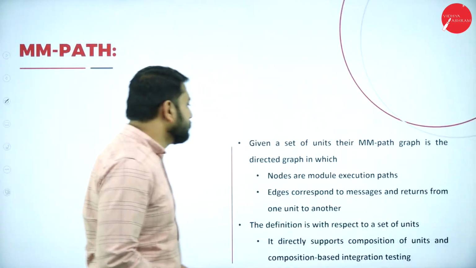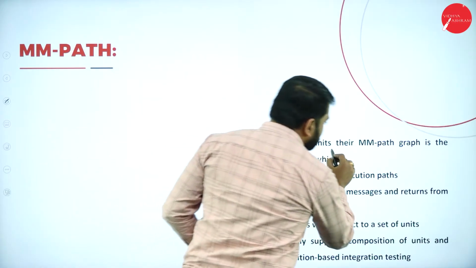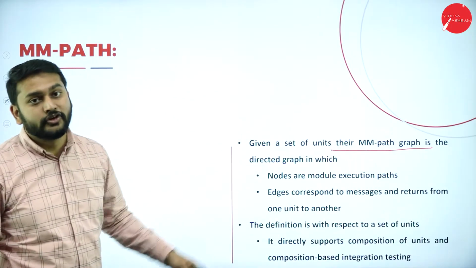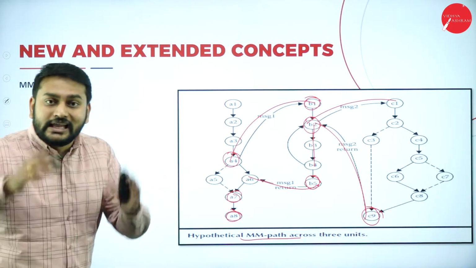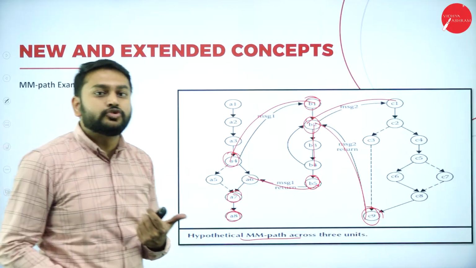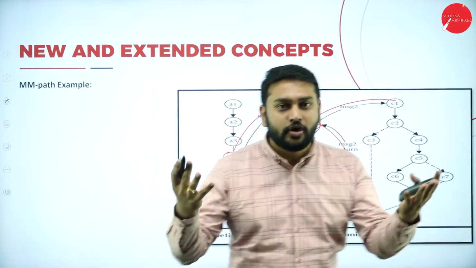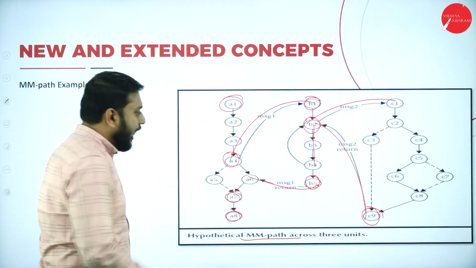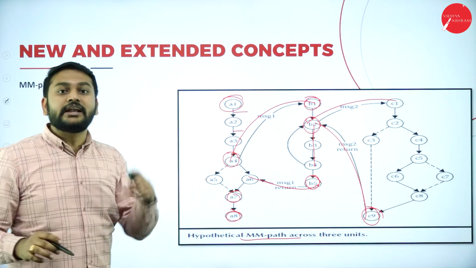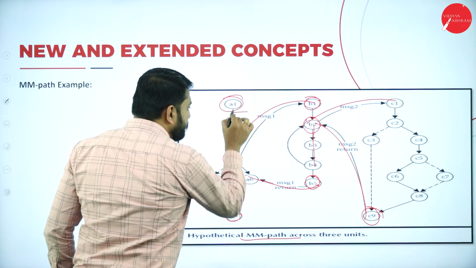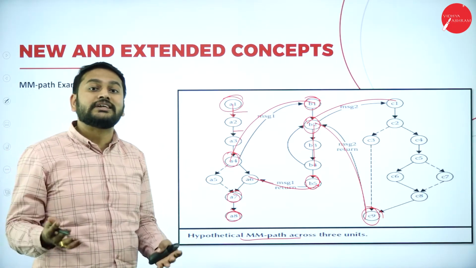All right, moving forward to the next points with respect to the MM-Path. For a given set of units, their MM-Path graph is a directed graph. First of all, whenever I speak about the MM-Path, it's a directed graph. Directed graph in the sense what, sir? A graph is a combination of nodes and edges. This is what I call a node, and these arrow marks are what I call edges. Whenever you have a directed edge, observe here, this is the direction. From here, the execution is going down. So this is what I call a directed graph.